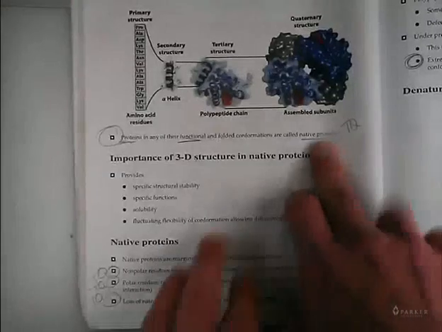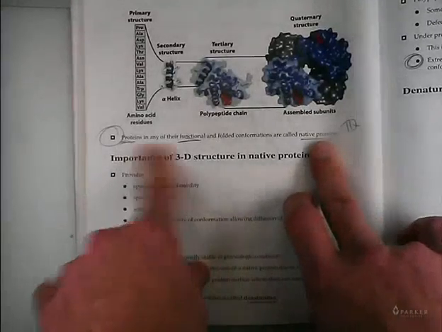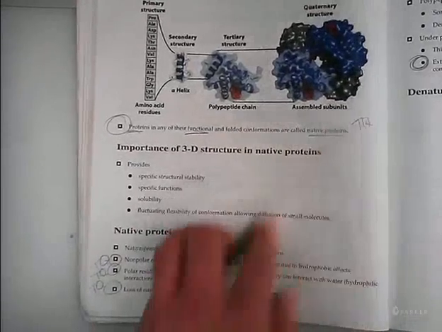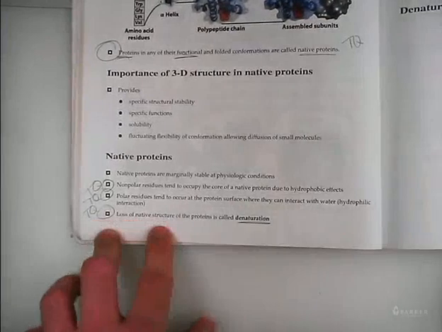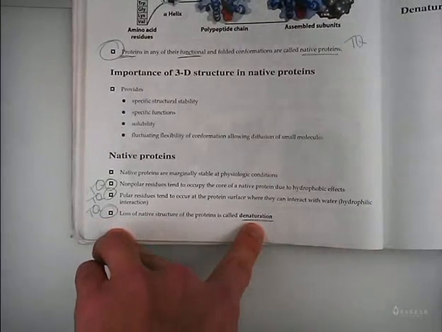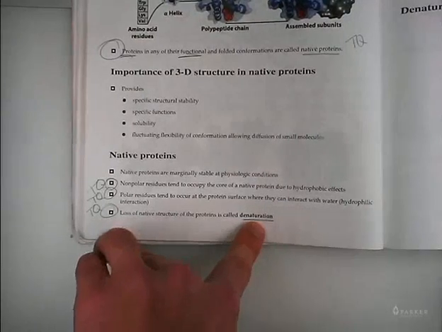Need to know what a native protein is. So proteins that are in their functional and folded conformations are native proteins. Loss of native structure is called denaturation. When you get it back, that's called what? Renaturation, right? Just change one letter.